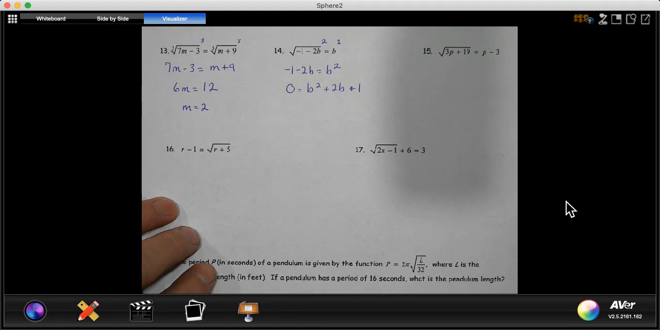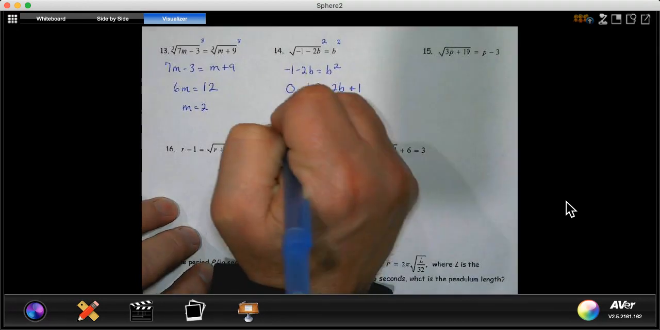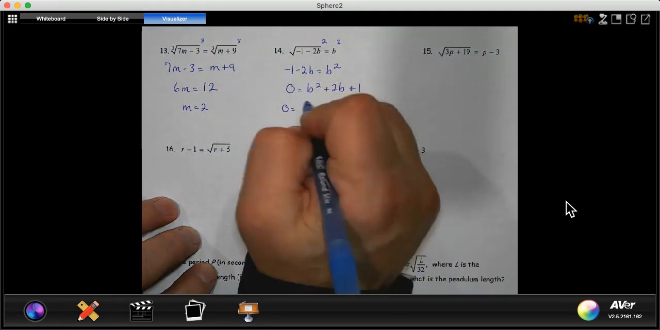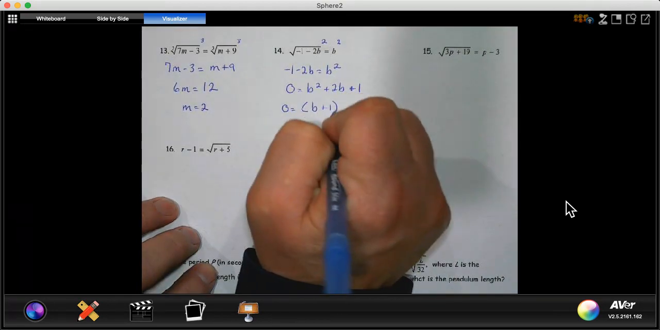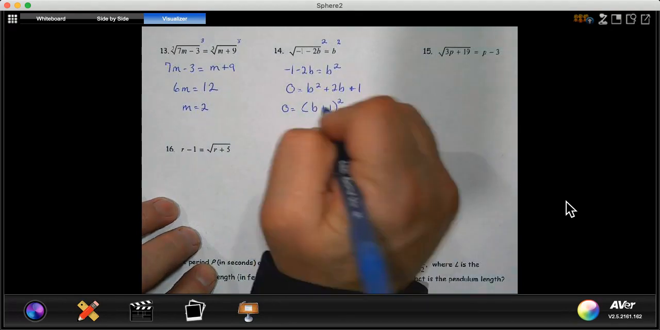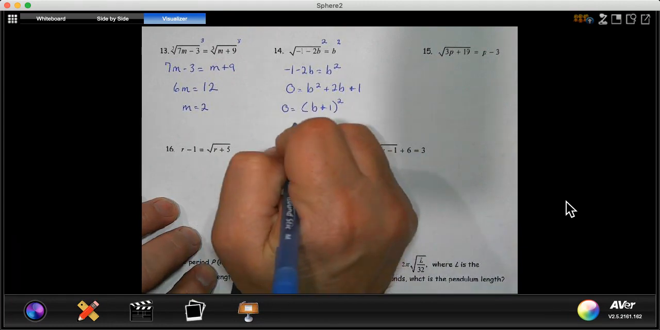Okay? I'm going to factor it. I'm the king of factoring. You get good at factoring, your life will be that much easier. You guys can be the kings and queens of factoring too. So I'm going to backwards FOIL this, and I'm going to get b plus 1 times itself. So b plus 1 squared. And then I'm going to find the 0. What number makes this 0 is negative 1.